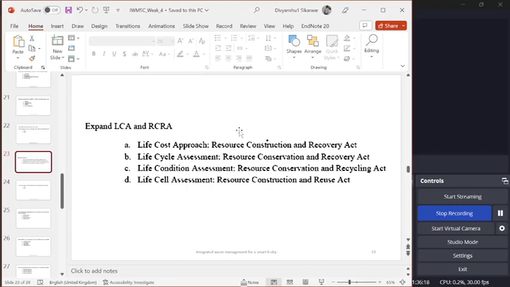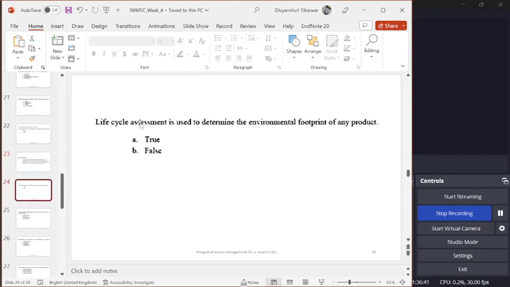Then we also have endpoint indicators for the life cycle assessment, where it has three components, for example, human health impacts. In such a way, we can determine the impact of any process on humans as well as our surrounding environment in terms of various parameters. And RCR is resource conservation and recovery. Next question is, life cycle assessment is used to determine the environmental footprint of any product. We just discussed this in the previous question. This is true.